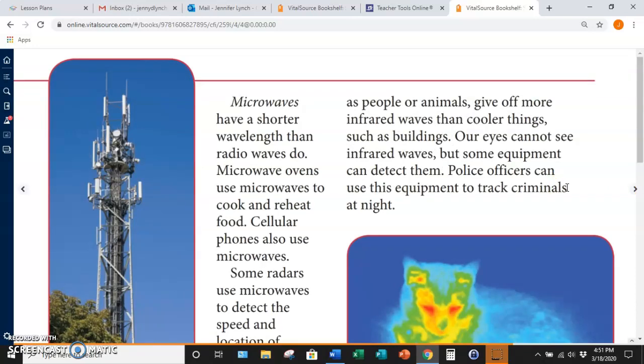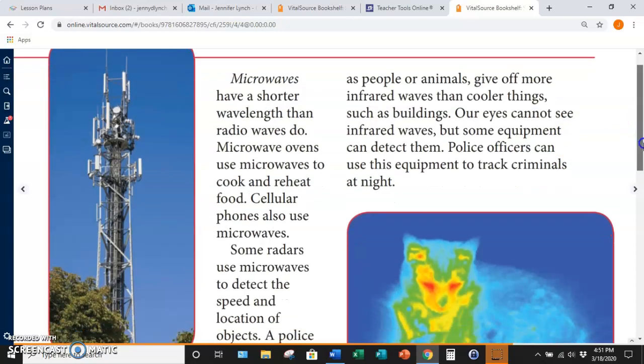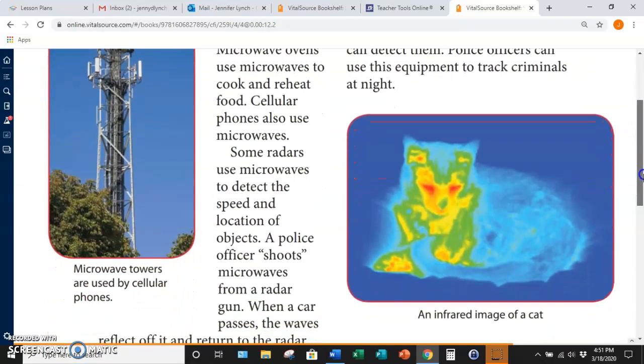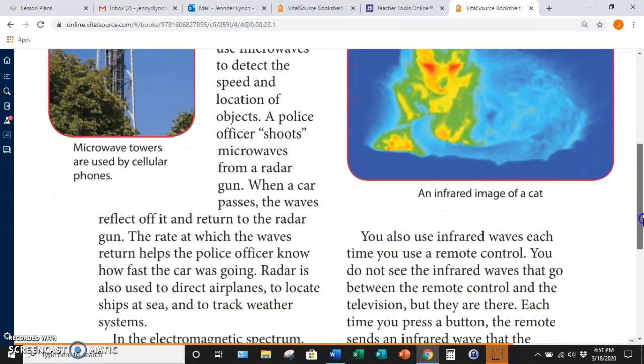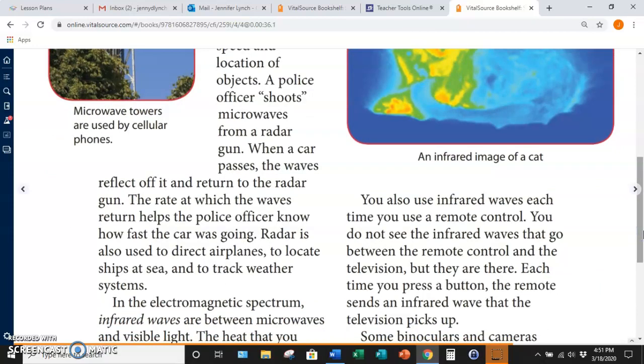Microwaves. Microwaves have a shorter wavelength than radio waves do. Microwave ovens use microwaves to cook and reheat food. Cellular phones also use microwaves. Some radars use microwaves to detect the speed and location of objects. A police officer shoots microwaves from a radar gun. When a car passes, the waves reflect off it and return to the radar gun. The rate at which the waves return helps the police officer know how fast the car was going.